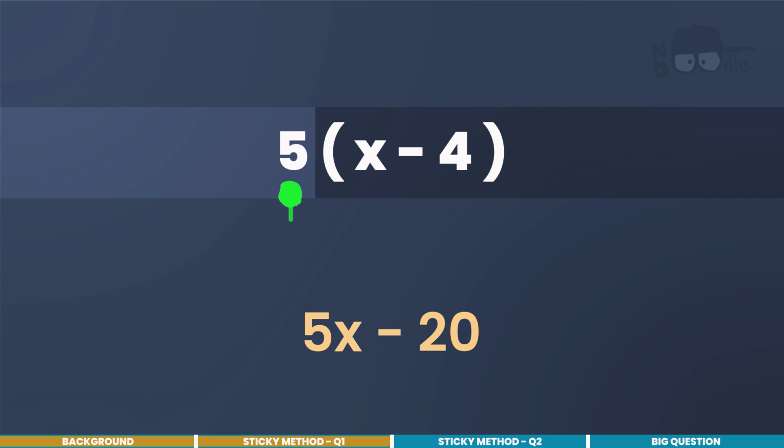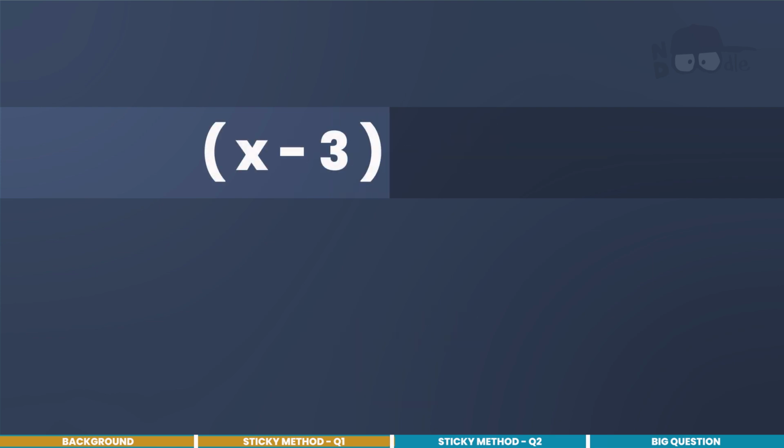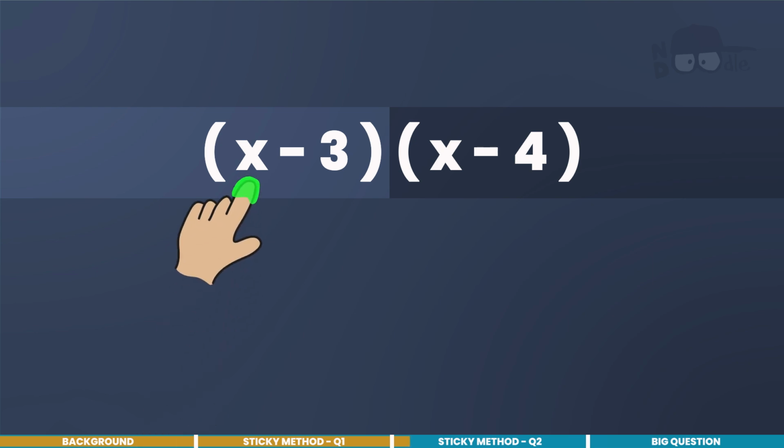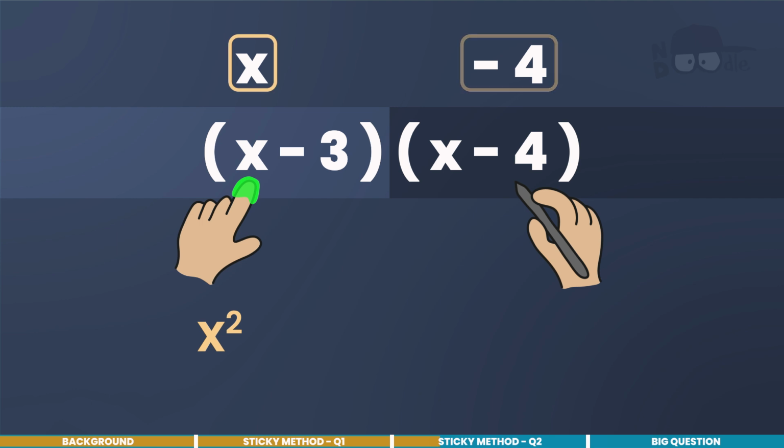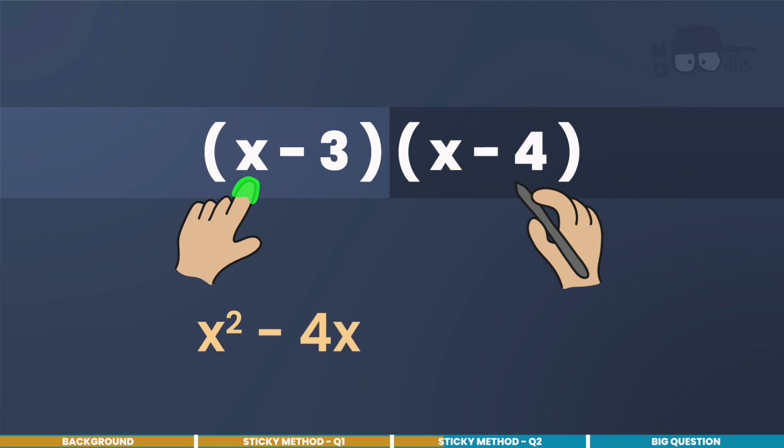Now let's try a slightly harder one. x minus 3 times x minus 4. A different looking question, but the same sticky method. Let's put our sticky finger under the first item in the first chunk, in this case x. And again, let's use our pen as a pointer to go through all the items in the right chunk. First, we have x times x, which is x squared. Then our pen moves along to -4. And remember, the plus or minus sign is part of the item. So x times -4 is -4x.